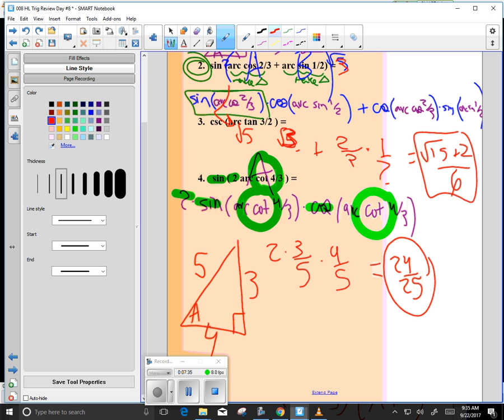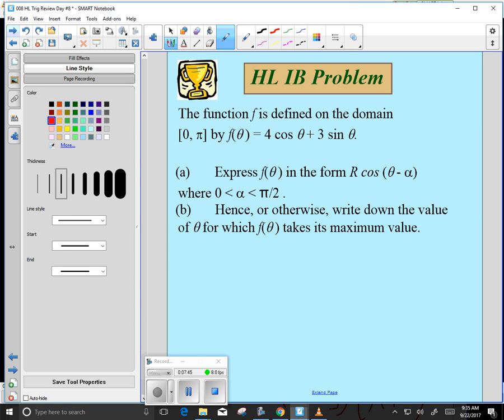Doing okay? All right. Make sure you can do those. You'll see one of those for sure on Tuesday's test. All right, here you go. See if you can express this in terms of r cosine theta minus alpha.